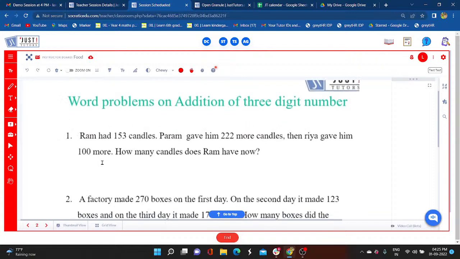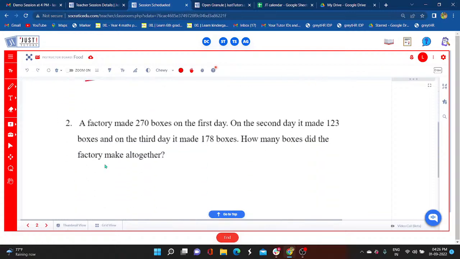So what are word problems? They are just sentence based problems for a question. So let's read the first word problem over here. Ram had 153 candles. Param gave him 222 more candles. Then Ria gave him 100 more. How many candles does Ram have now? Okay, so at first he has 153, then 222 more. And then Ria gave him 100 more, and we have to find how many candles does Ram have in total.